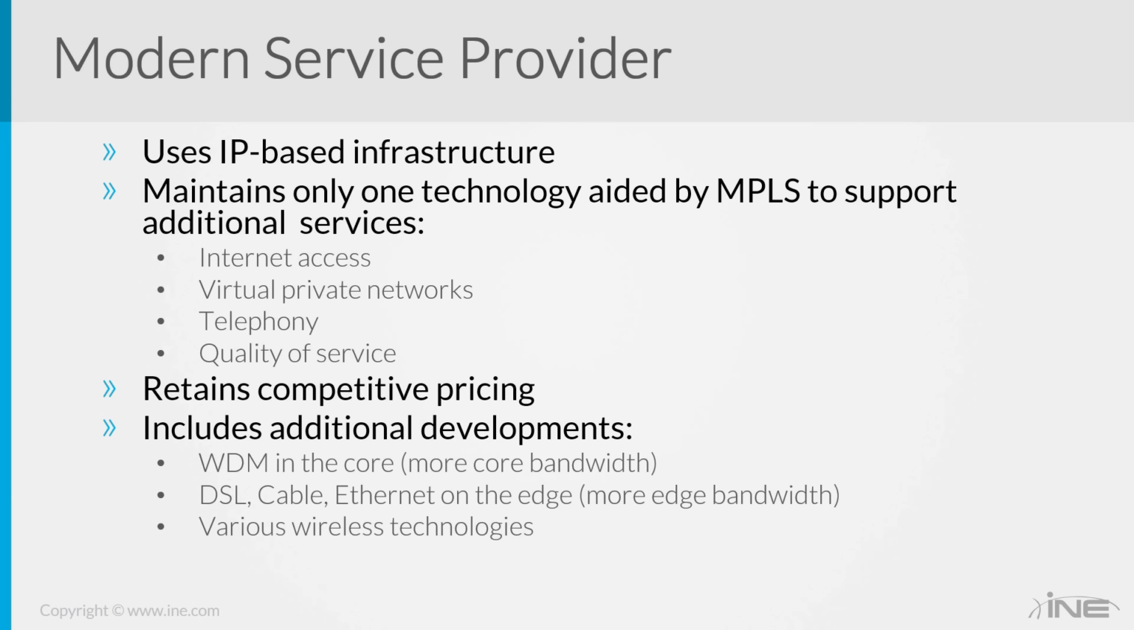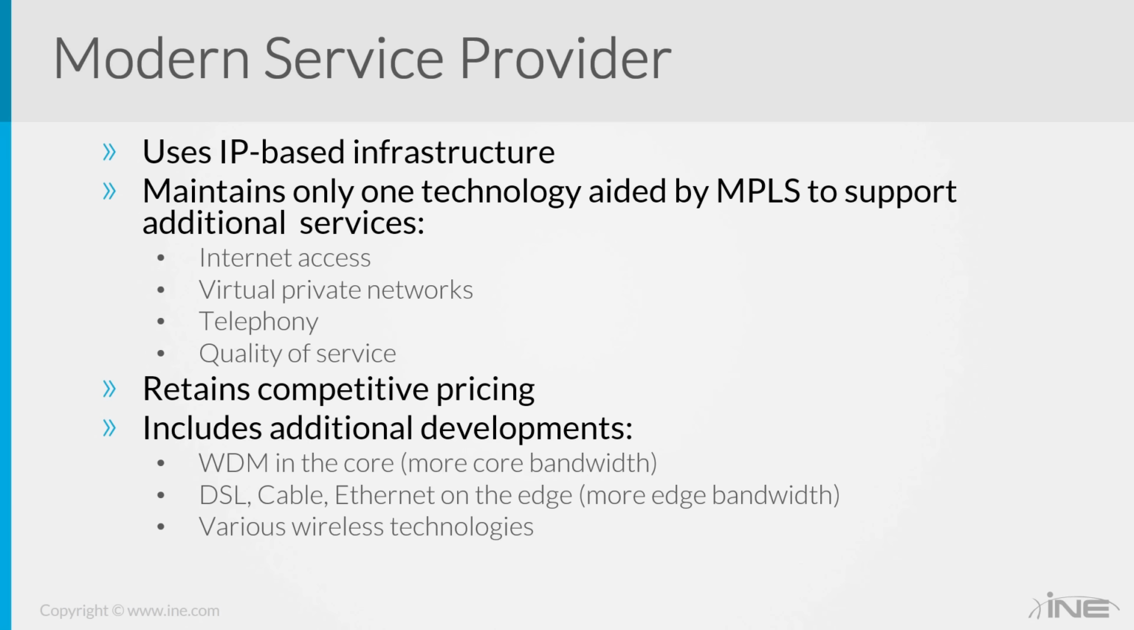It includes additional developments. So you have WDM in the core for more core bandwidth. And this is where WDM or DWDM or CWDM, coarse wavelength division multiplexing, would come into play. It definitely is supported, but this is more of a layer 1 feature for multiplexing multiple lasers over a single fiber to give you more bandwidth over that fiber cable.